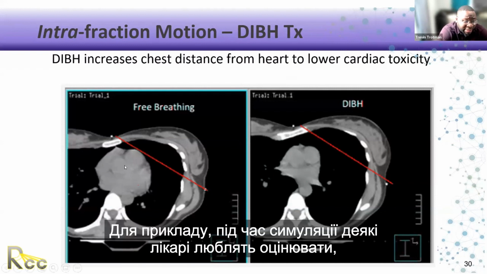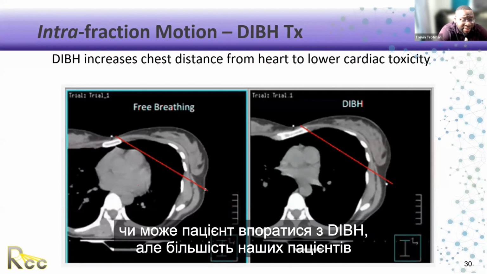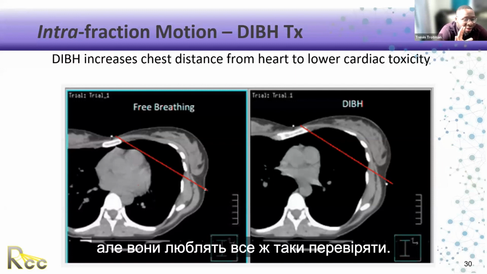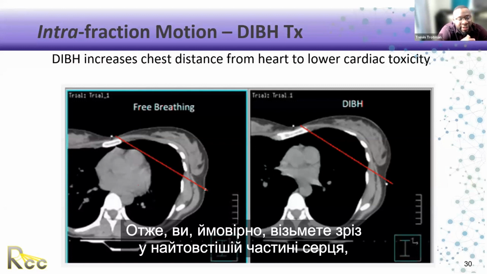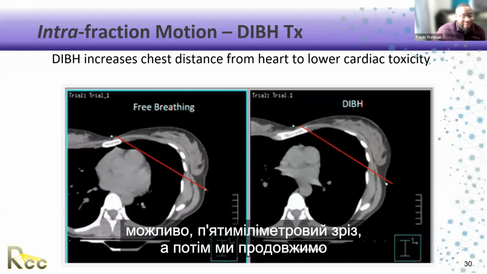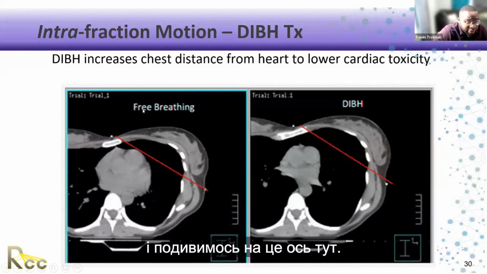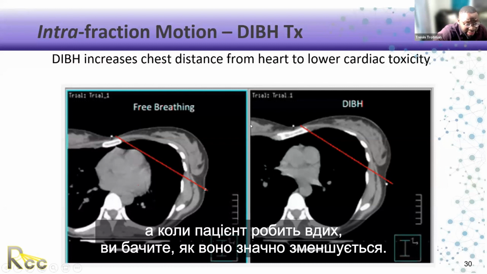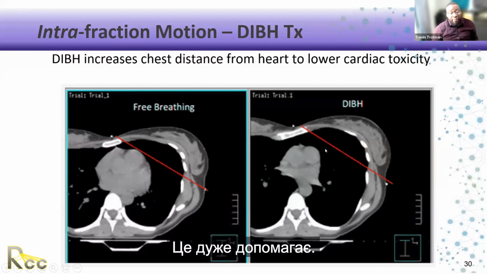Just an example, in simulation, some BMDs like to basically assess if a patient can handle DIBH, but most of our patients that are left-sided DIBH breasts typically are DIBH, but they like to still check. So what you do is you'll probably take a slice at the thickest part of the heart, maybe a 5mm cut, and then we'll go ahead and look at this here. So you see in the free breathing, the heart's here, and then when the patient takes the breath in, you see how that decreases a whole lot. So that really helps.